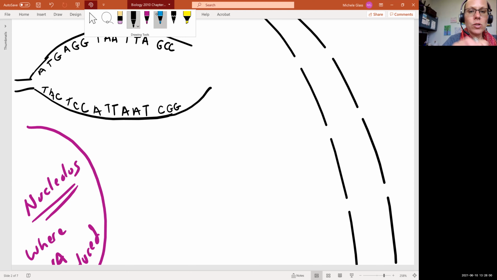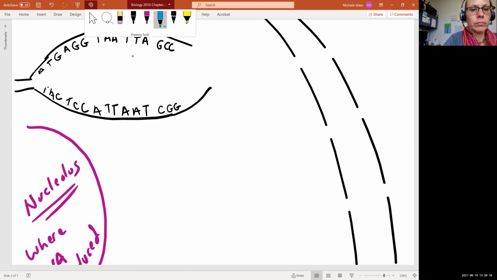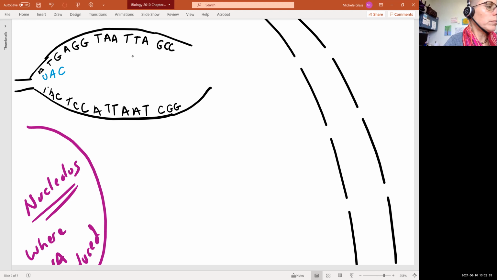So this is my DNA, and I'm using black ink here. And then in order to represent mRNA, I'm going to switch colors to a blue, and I'm going to write out my mRNA transcript. And the only secret here is anytime I see an adenine in the DNA, I'm going to pair a U with that. And anywhere I see a T, I'm going to pair an A. And then C's and G's stay the same.